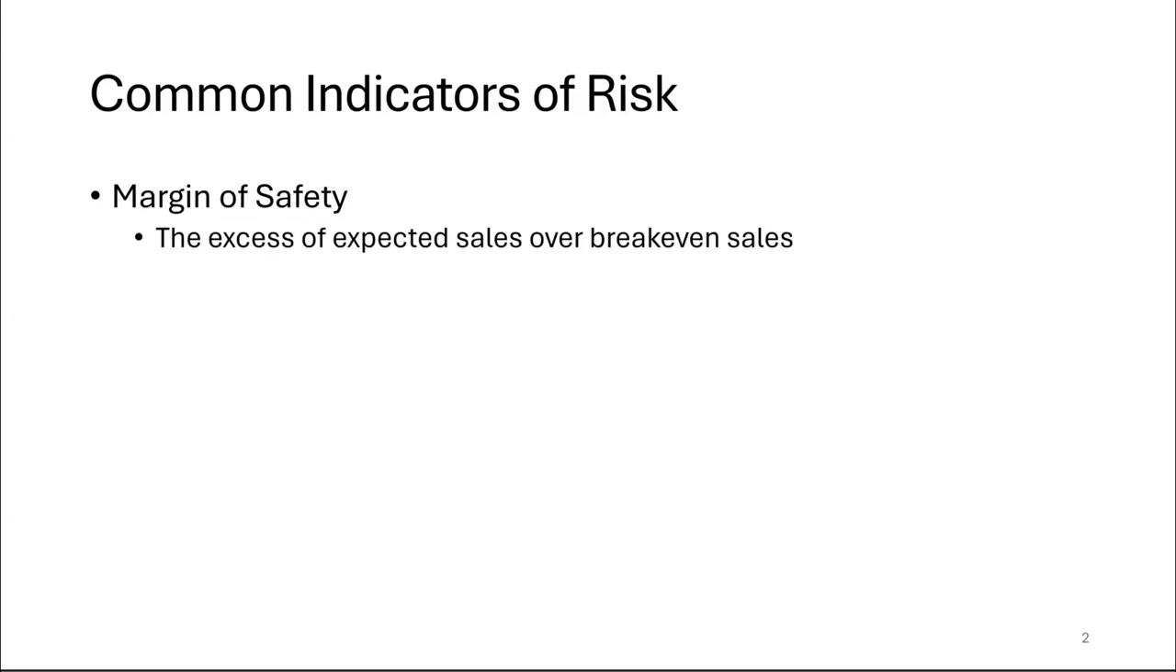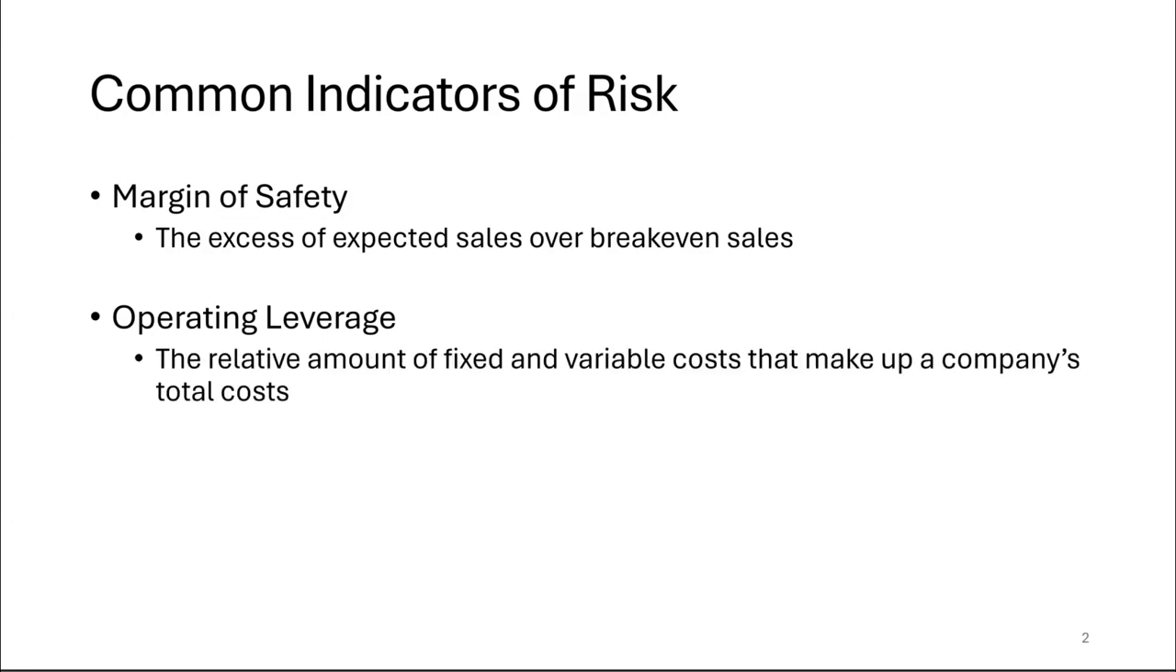Margin of safety is a good thing to look at because it shows you the excess of expected sales over your break-even sales. Operating leverage, the relative amount of fixed and variable costs that make up a company's total cost. Operating leverage tells you how low the revenue can go before you start losing money. Okay? So, let's start with margin of safety.